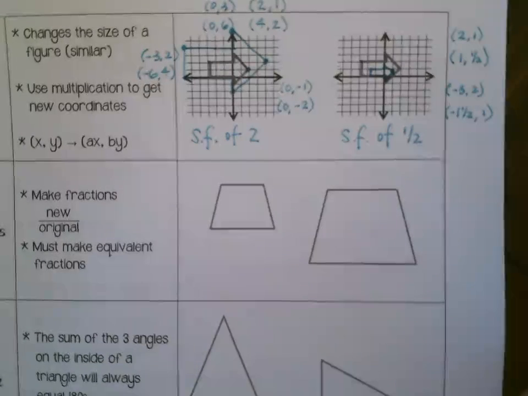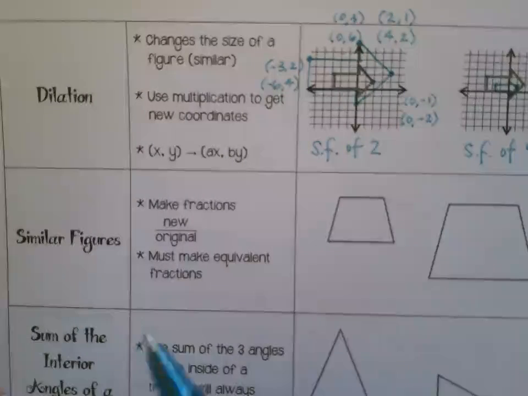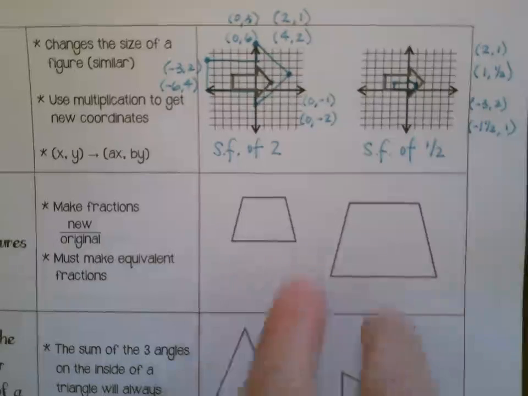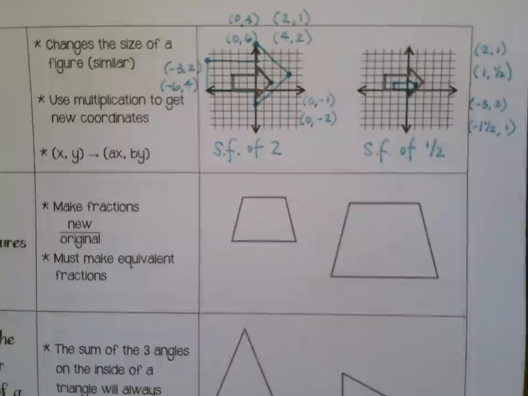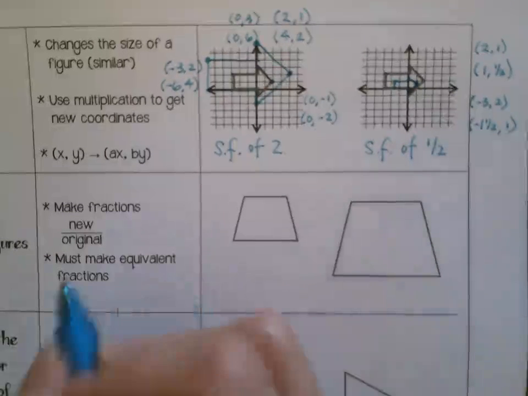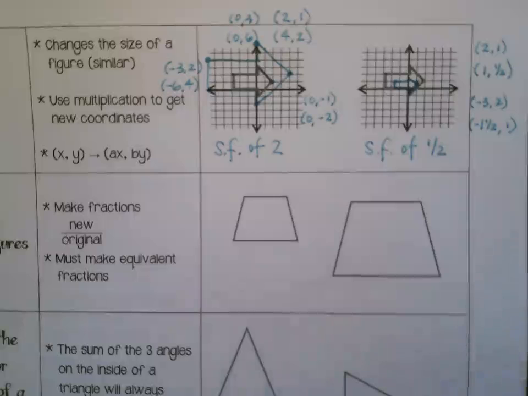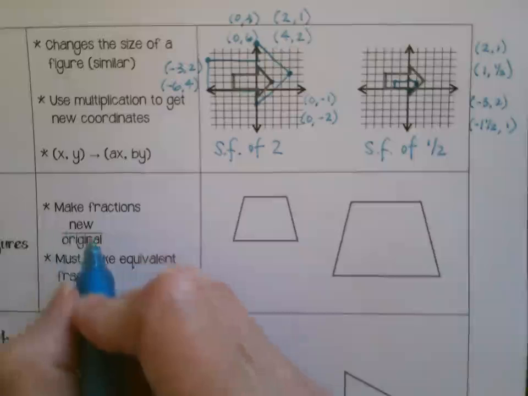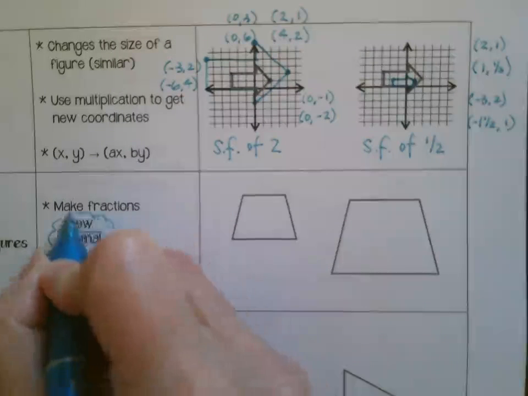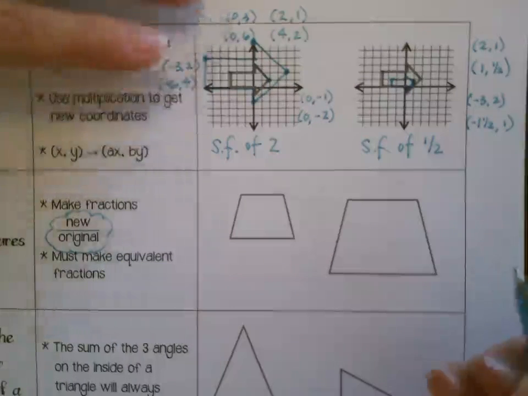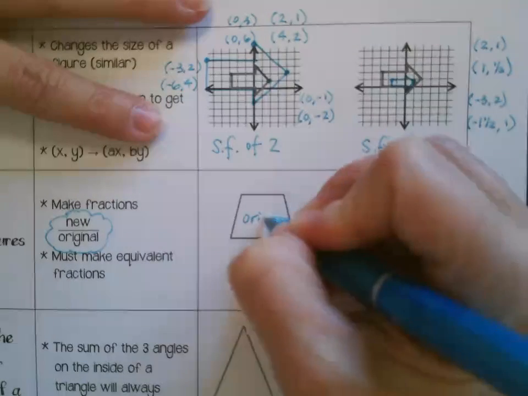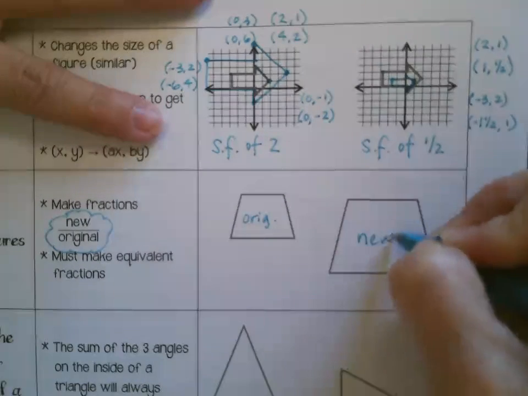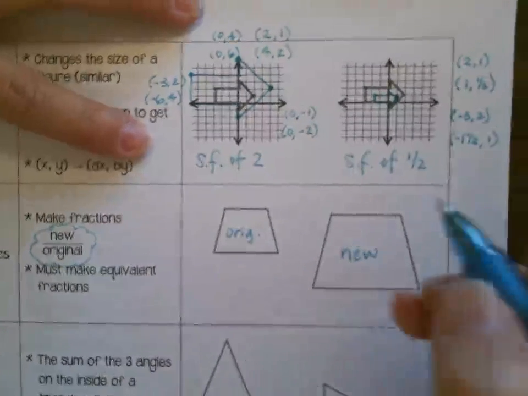Okay, so similar figures are when you have two shapes that have the same basic shape, but they've been dilated. So one of them is bigger than the other. And what we're going to do is make a fraction to figure out what the scale factor is, which is basically what happened up here. The easiest way to do that is to do new over original. So let's say this is our original shape, and this one over here is our new shape.